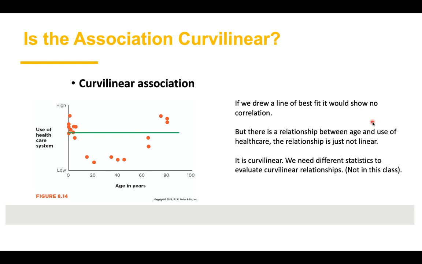It is curvilinear. In this case, it's U-shaped, such that early in life, we use a lot of the healthcare system, and late in life, we use a lot of the healthcare system. But in between, we use very low amounts of the healthcare system. So we end up with a curvilinear U-shaped relationship.